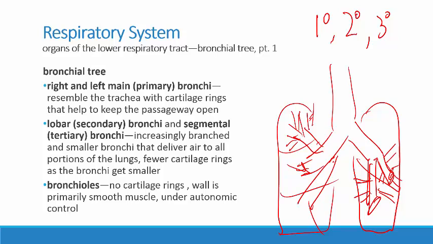Until we get down to this next level, at which point the thing that distinguishes a bronchiole from a bronchus is that the bronchi have the cartilage rings, while a bronchiole doesn't. So the wall, rather than being composed of muscle and cartilage rings, is composed primarily of muscle, smooth muscle. And because it's smooth muscle, it's all under involuntary control.